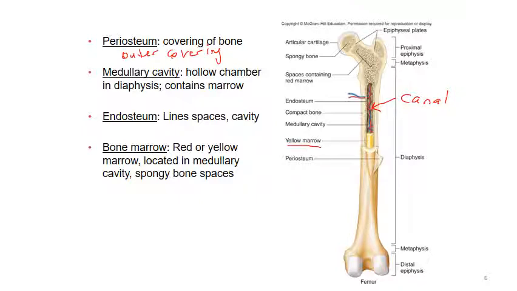But what we're going to learn is, when we were kids, this yellow marrow used to be red marrow. Red marrow makes blood cells. But as we get older, the red marrow turns slowly to yellow marrow. Yellow marrow is just fat. It does not produce any blood cells. Okay, but we're going to go over this on another slide. Endosteum. Endosteum is just the membrane on the inner spaces, so it's also just connective tissue. And here it's talking about the bone marrow, red or yellow, can be located in the medullary cavity or in the spongy bone spaces.